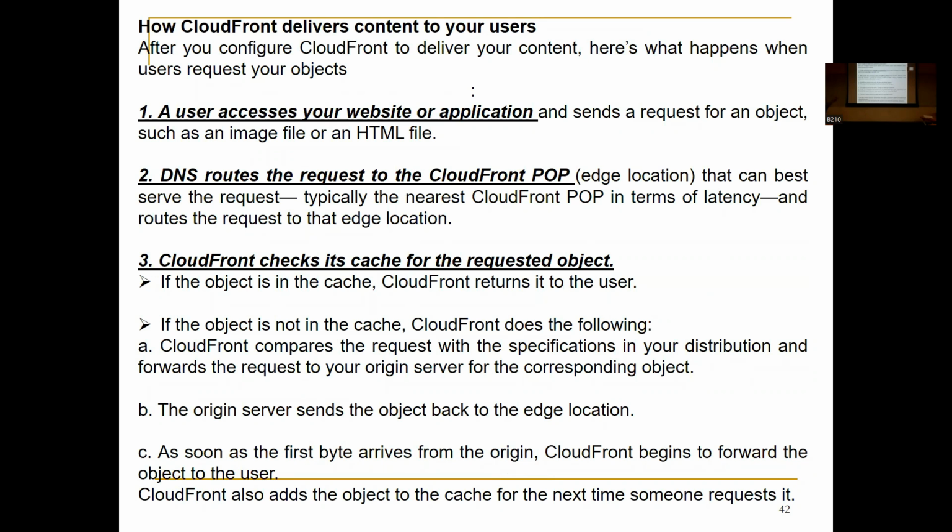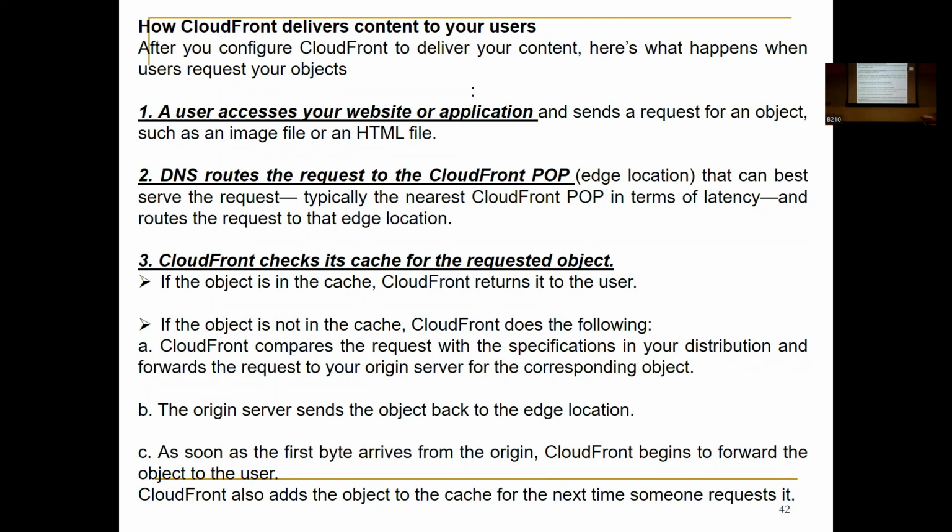So how is it going to be implemented? The user will make a request to access the website or get the data from your origin. Then the DNS route will divert the request from the original to CloudFront, right? And then CloudFront will check whether the requested data is available in the cache or not. If it is available, it is provided. If it is not available, it will be fetched from the origin, through the backbone which is already there.